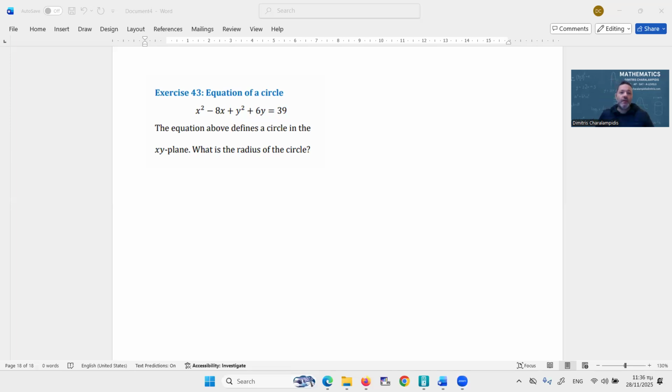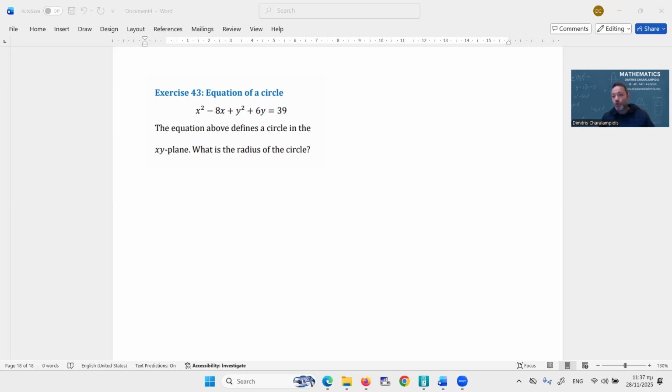Exercise 43. Equation of a circle. The equation above, x squared minus 8x plus y squared plus 6y equals 39, defines a circle. What is the radius of that? I'm going to try to solve this in as many possible attempts so that you can see our options here.